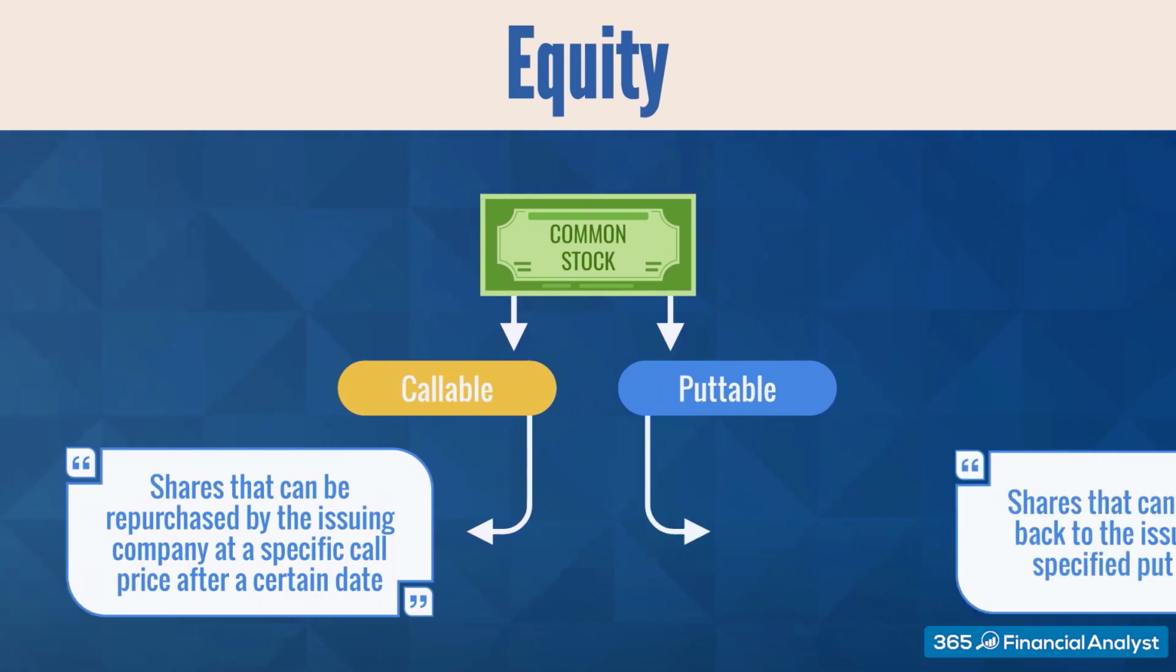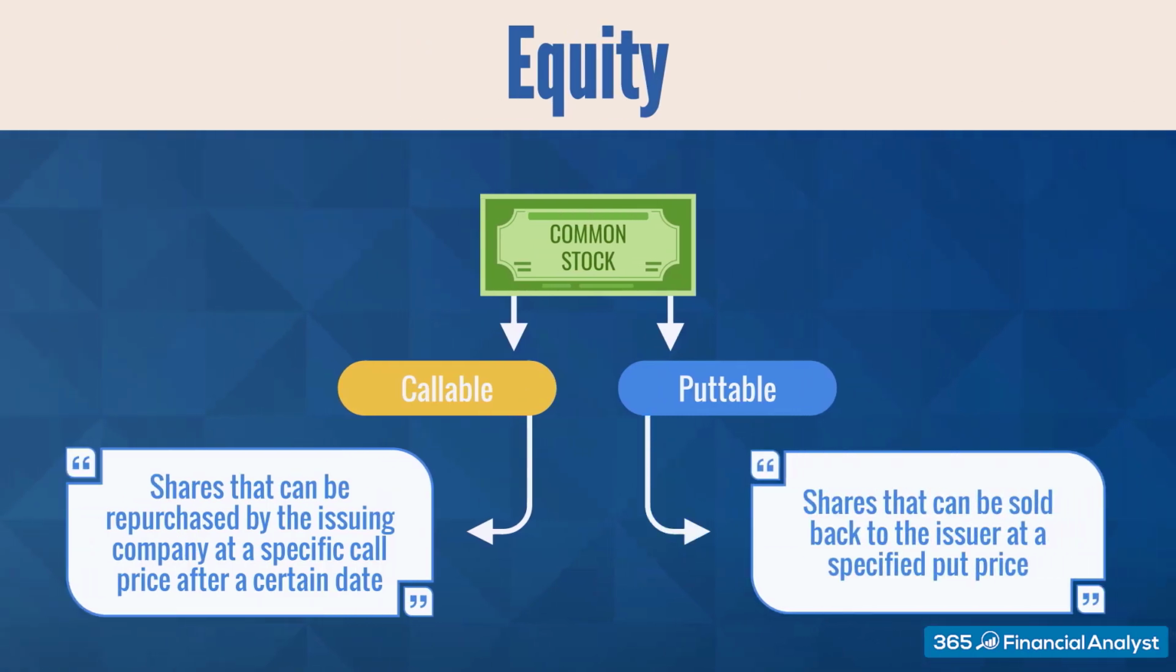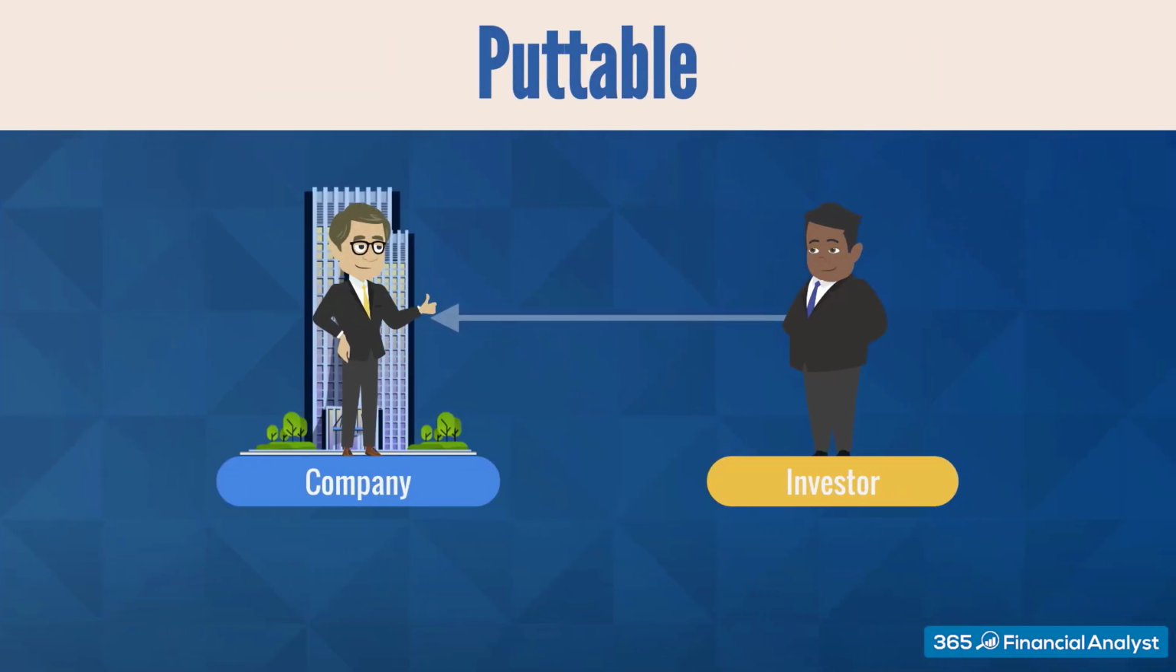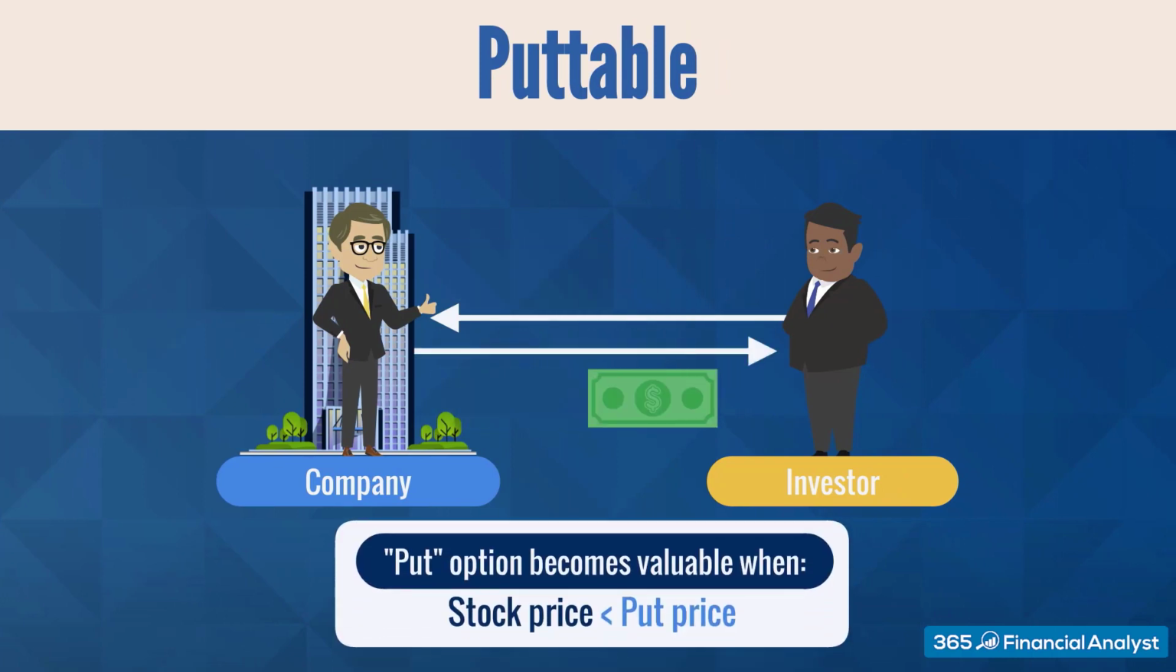With puttable common stock, on the other hand, investors have the option of selling their shares back to the issuer at a specified price. The put option has been designed to help shareholders by acting as an insurance in the event the price falls significantly. This makes such stocks attractive to investors. No wonder they cost more.